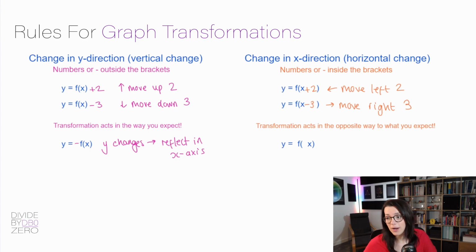Now, let's say you've got a minus inside the bracket with the x. This is another reflection, but this time x is changing. So it's going to move like this, and the reflection is actually going to be in the y-axis. X changes. This is all changes in the x direction, and that means we're going to reflect in the y-axis. So now we've seen the rules, let's take a look at some examples.